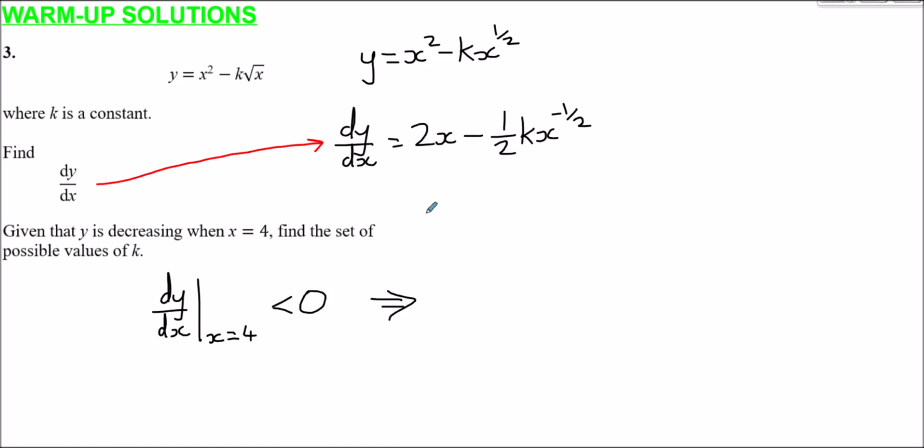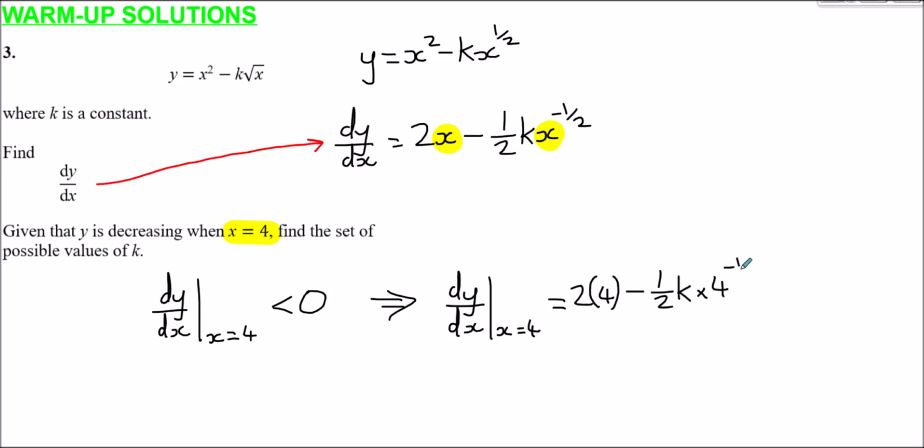So here we just plug in when x is 4 into our derivative and see what we get. So dy by dx when x is 4 equals 2 lots of 4 minus a half k times 4 to the minus a half. That has to be less than 0.